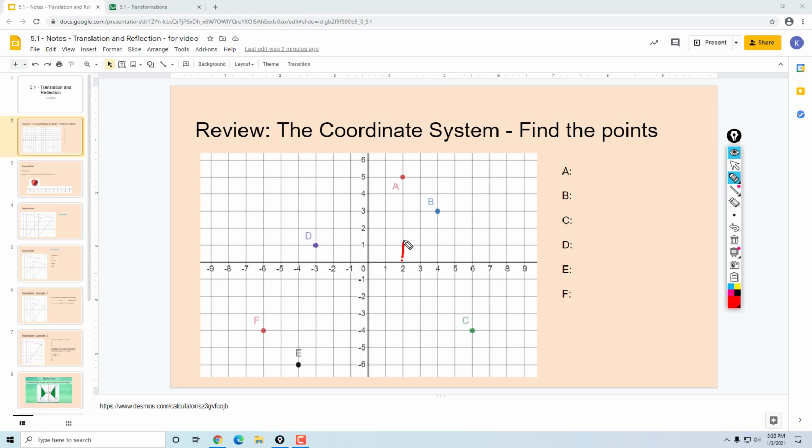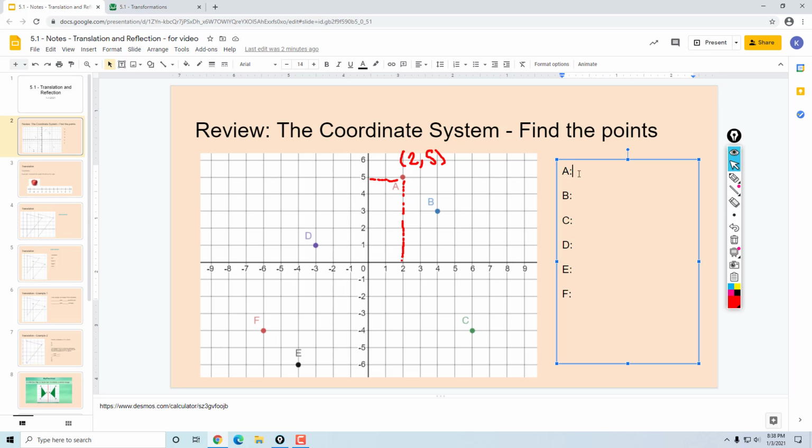Point A, we know is 2, 5. So we say that the x-coordinate is 2 and the y-coordinate is 5. Point B, the x-coordinate, because this is the x-axis, the x-coordinate is 4. The y-coordinate over here, this is the y-axis, is 3. So B would be 4, 3.